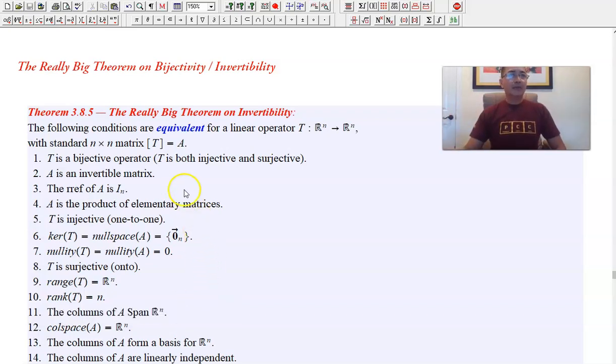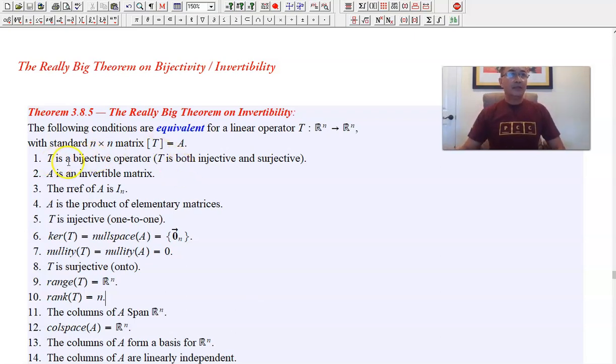So basically, as we read these statements, we are going to just think to ourselves, if T is a bijective operator, then its matrix A has to be an invertible matrix, and vice versa. Okay, so basically, each of the 25 parts is equivalent to every other of the 25 parts. Okay, so let's read them one at a time.